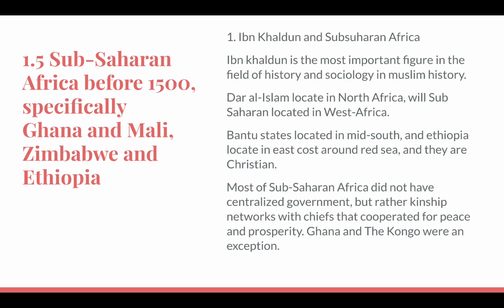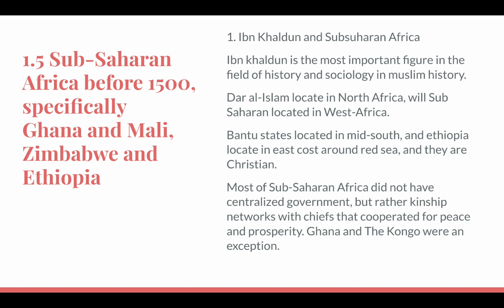Today we're talking about sub-Saharan Africa before 1500, specifically Ghana, Mali, Zimbabwe, and Ethiopia. We start with Ibn Khaldun. Ibn Khaldun is the most important figure in the field of history and sociology in Muslim history.